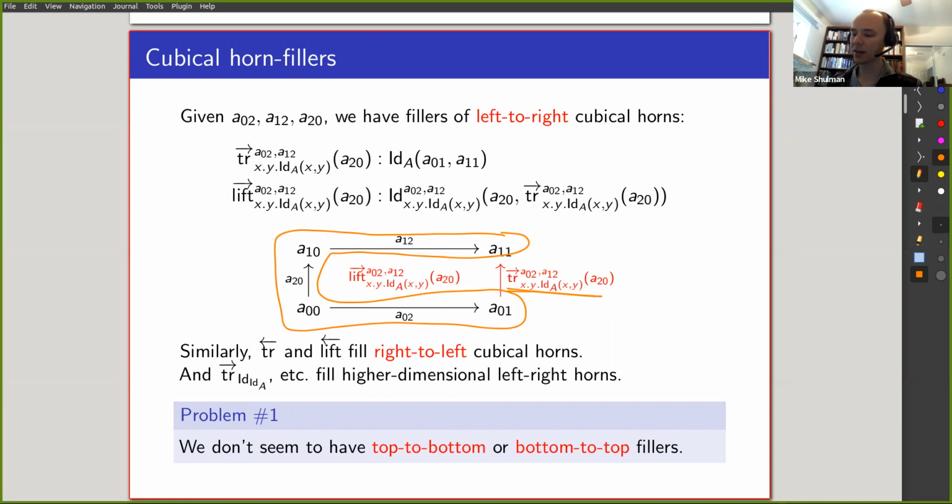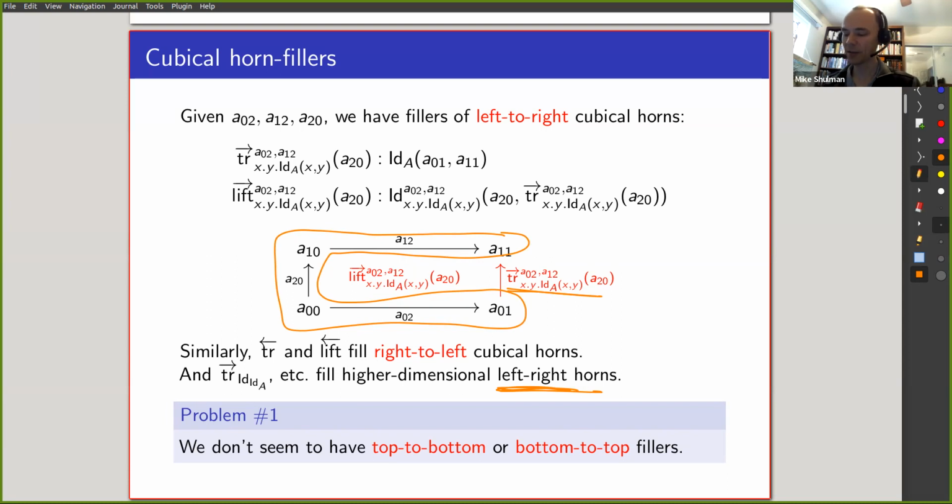So this gives me a left to right cubical horn filler, and the transport from right to left gives me right to left cubical horn filler. And I have similar things in higher dimensions, but they only go from left to right. At the moment, it seems like we don't have any way to fill horns from top to bottom or bottom to top. If you're a homotopy theorist, you might regard this as a problem.